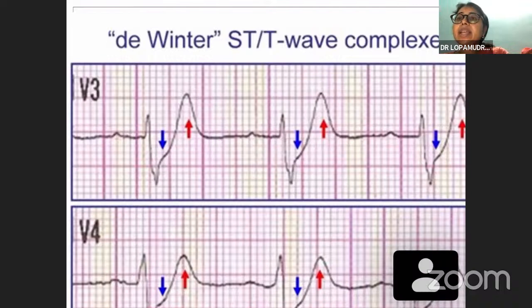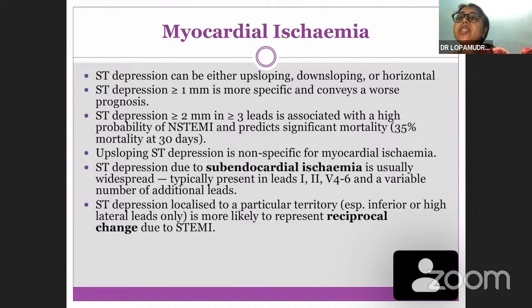On the other hand, in myocardial ischemia, as we have discussed, there will be ST depression. But depending on the severity of the ST depression, the consequences are different. If only 1 millimeter depression is there, that is mild ischemia. But if it is more than 1 millimeter and involving multiple leads, then the severity is more. If it is more than 2 millimeter and involving more than 3 leads, mortality is much higher. And if the ST depression is localized to a particular territory, then it is more likely a reciprocal change to STEMI rather than actual ischemic changes.